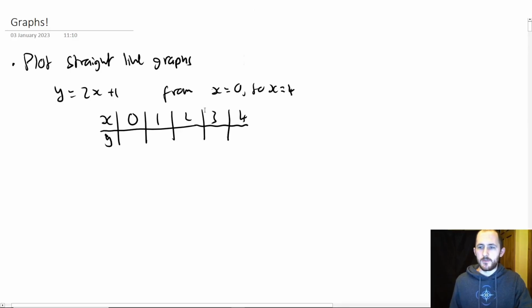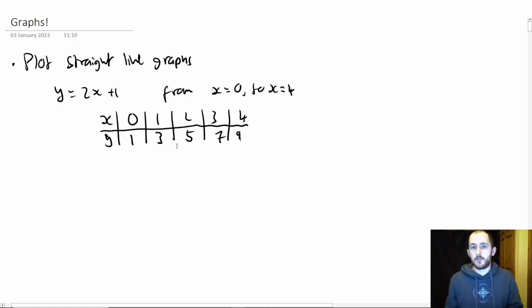And you're subbing each of these x values into here, right? So when x equals 0, y equals 2 times 0, which is 0, and then 1, and then so on. So then it'd be 2 plus 1 is 3, then it should be 5, then it'd be 7, then it'd be 9, right? Then you need to actually be able to draw that on a grid that they give you.